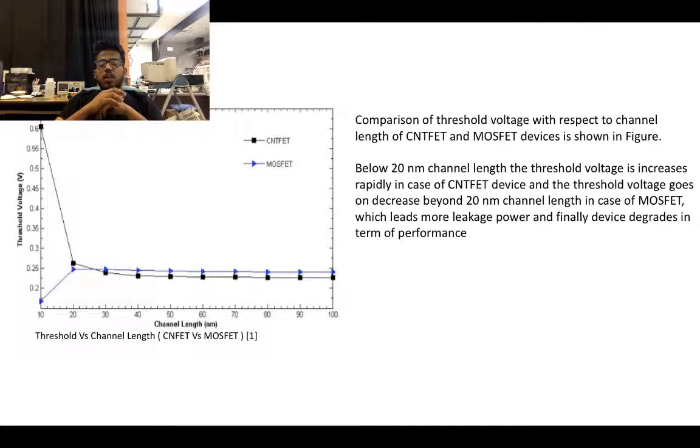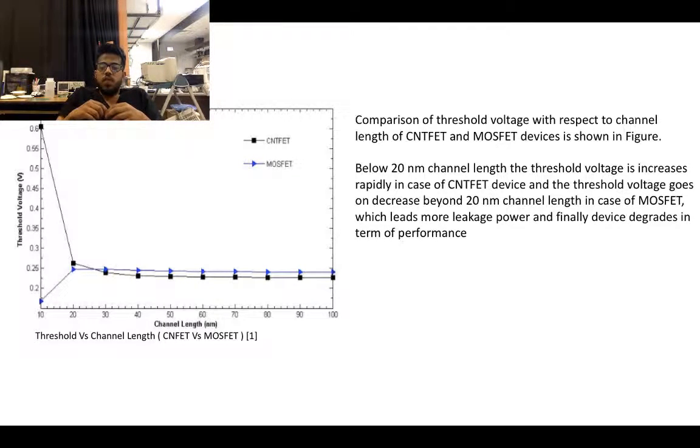Another important thing is the threshold voltage. You never want the threshold voltage to be very low, because that is also a problem. There's something called a sub-threshold voltage, and there's something called a threshold voltage. The threshold voltage is the voltage below which the transistor is considered to be off, and above which the transistor is considered to be on. So if your threshold voltage is very low, then again you tend to lose control over your device.